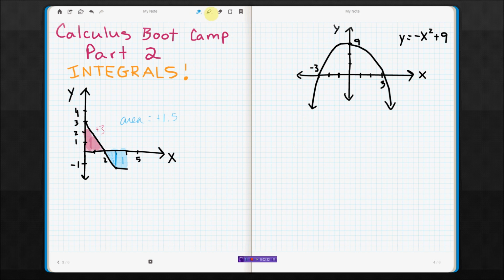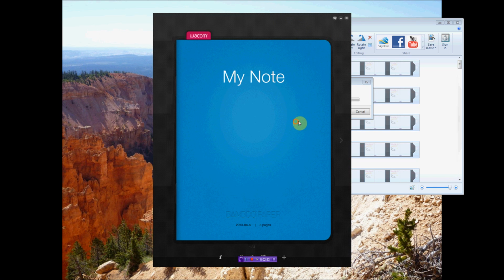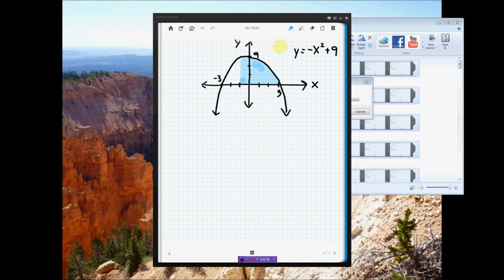So let's say, for instance, that I wanted to find the area from, let's say I wanted to find, I'm going to try and shade it here, I wanted to find this area. Right here. So that's from x is negative 1 to x is 3.